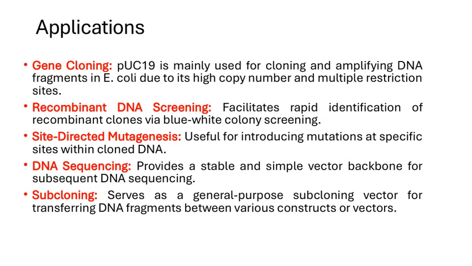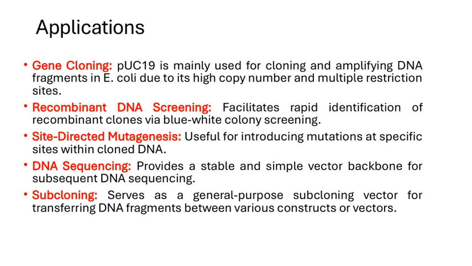Now, let's take a look at some of the key applications of pUC19 that make it such a versatile tool in molecular biology. First, gene cloning is a primary use. Because pUC19 has a high copy number and multiple restriction sites, it's ideal for cloning and amplifying DNA fragments in E. coli. This means we can produce large amounts of our target DNA efficiently.